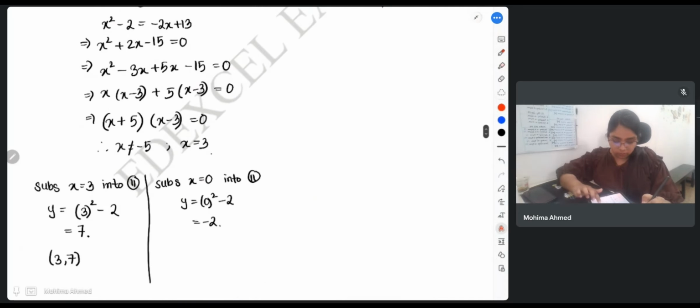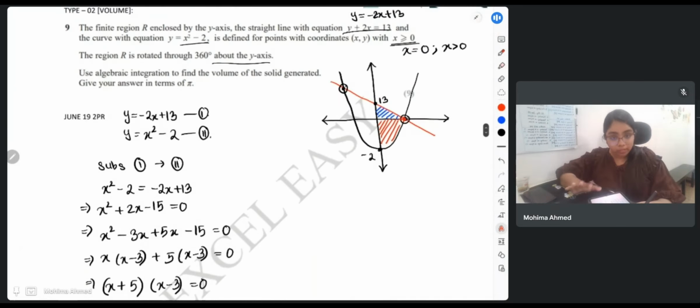Or wait, one minute. Sorry, the coordinates were not 0. When x equals 0, y was -2, and when x equals 3, y was 7, right? In this situation, on my graph, it looks like the curve and the straight line were intersecting at the x-axis, but in real life, they were actually intersecting at x equals 3, where y equals 7. Okay, so I think I should clarify this a little bit.